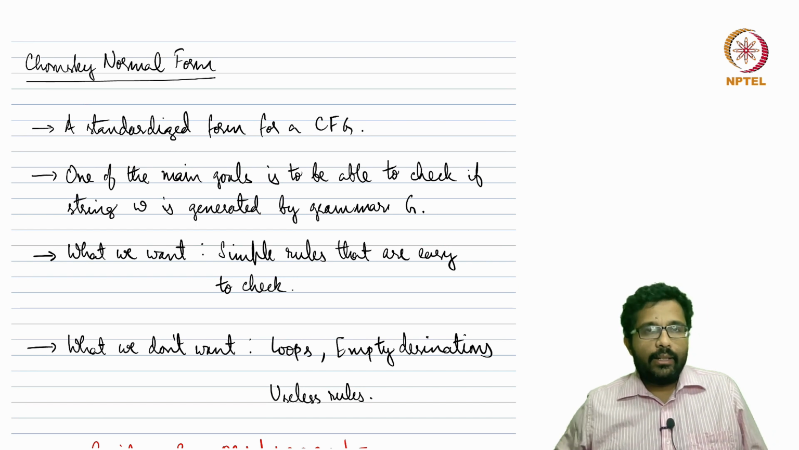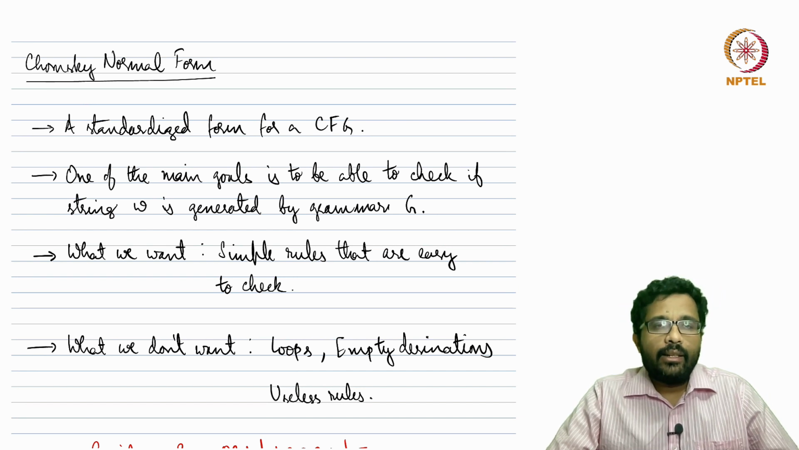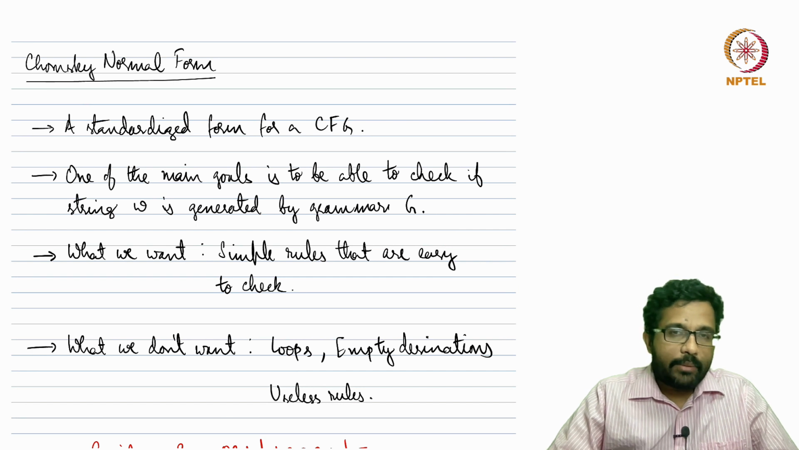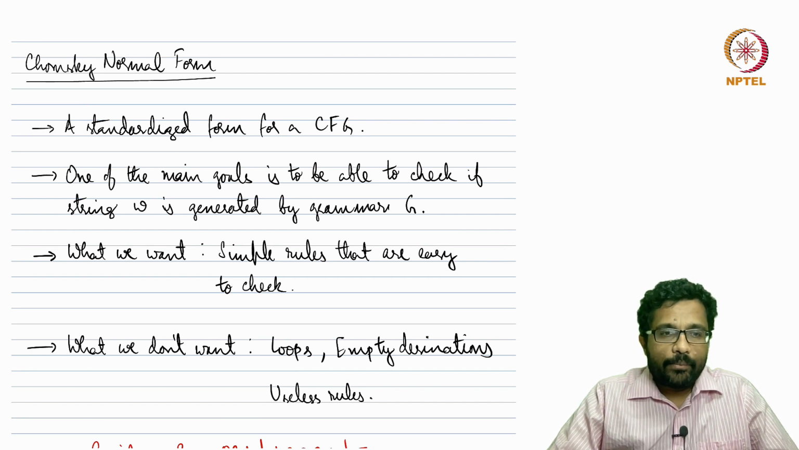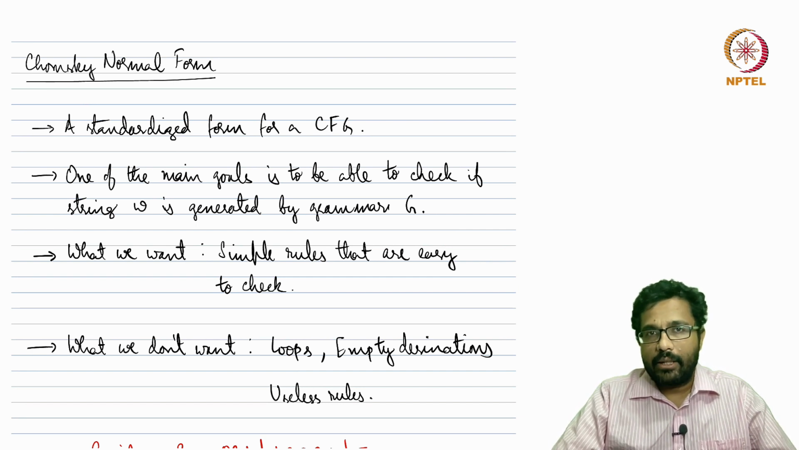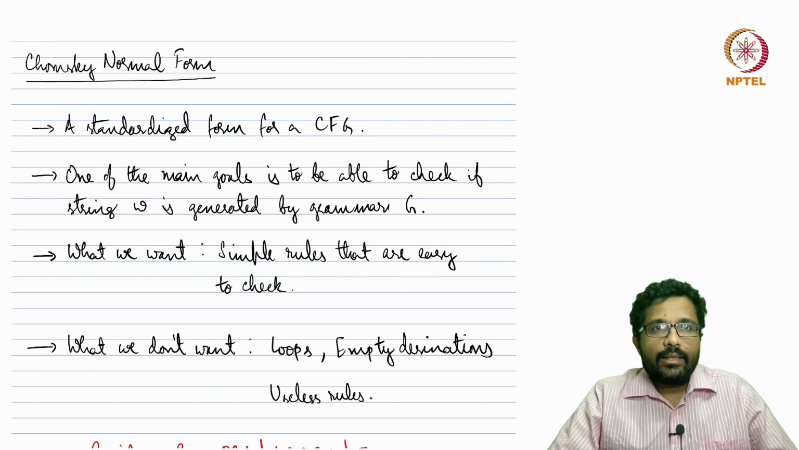In the previous week, the last lecture of week 3, we started seeing context-free grammars. We saw the definition, we saw some examples, and we even saw the definition of ambiguity, what it means for a grammar to be ambiguous. In this lecture, we are going to see a specific form or structure for the context-free grammar, called Chomsky Normal Form.